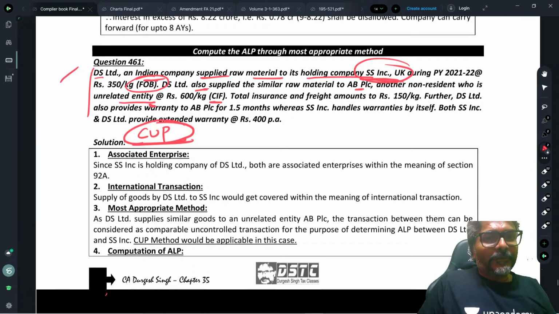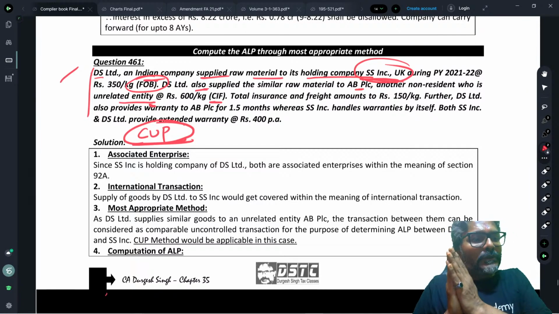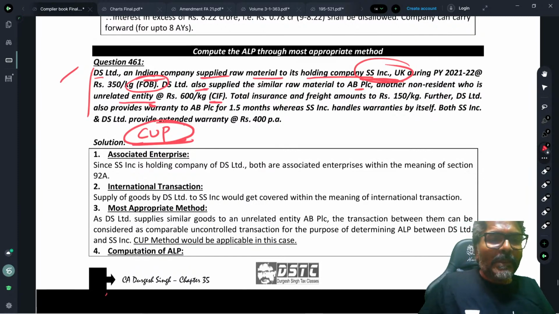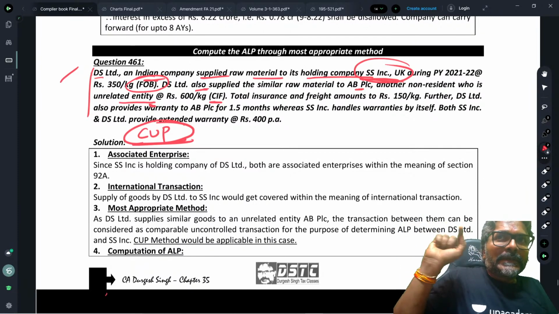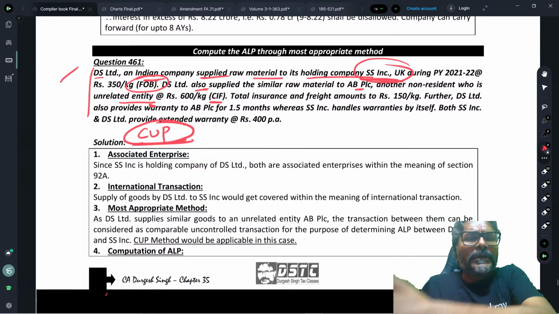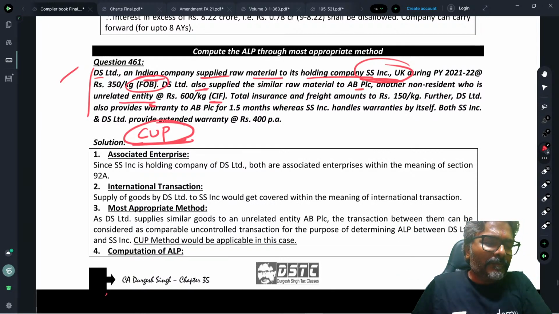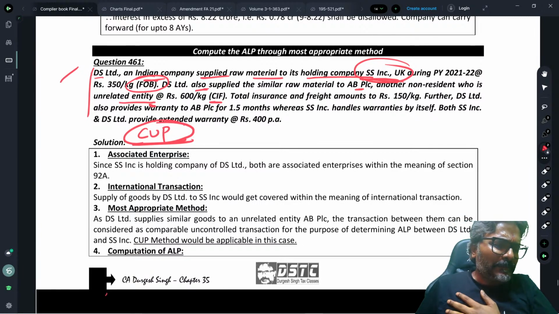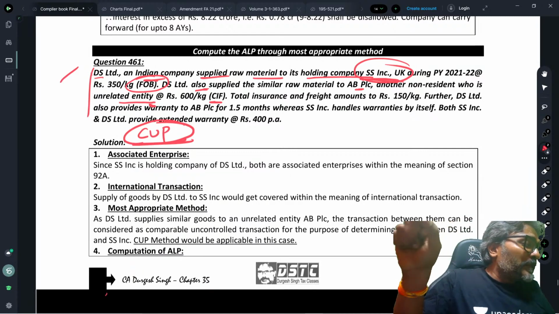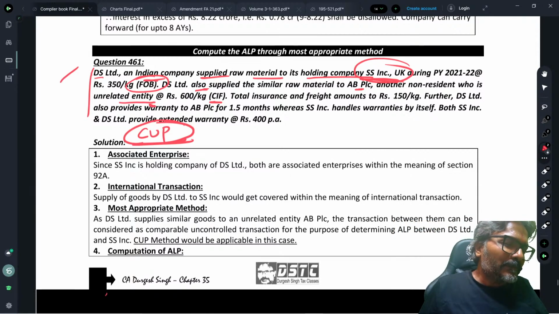Is that clear to all of you, students? That is the reason why. So you need to do the adjustment, students, so as to ensure that the price charged in the uncontrolled transaction is aligned with the factors. Align which price? The price of the uncontrolled transaction. That price needs to be aligned.